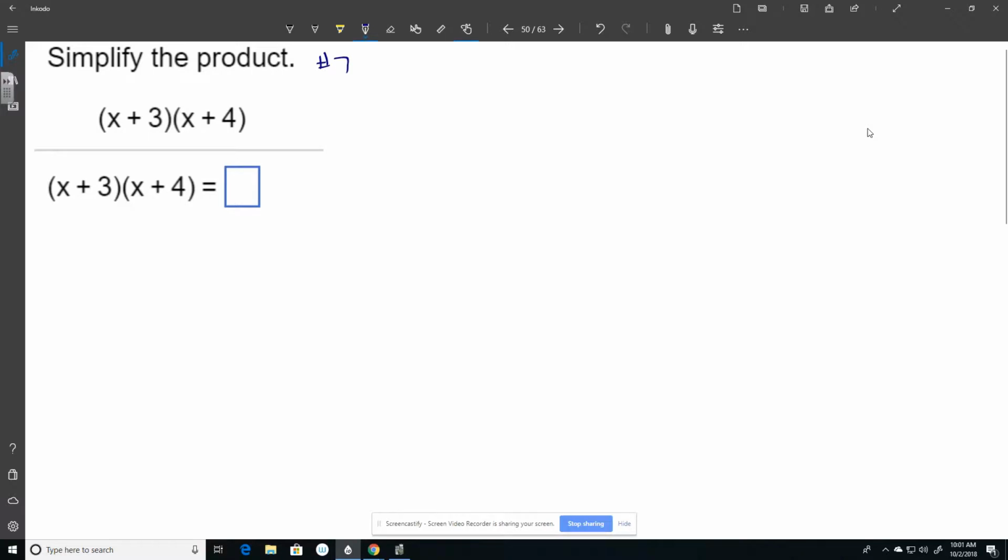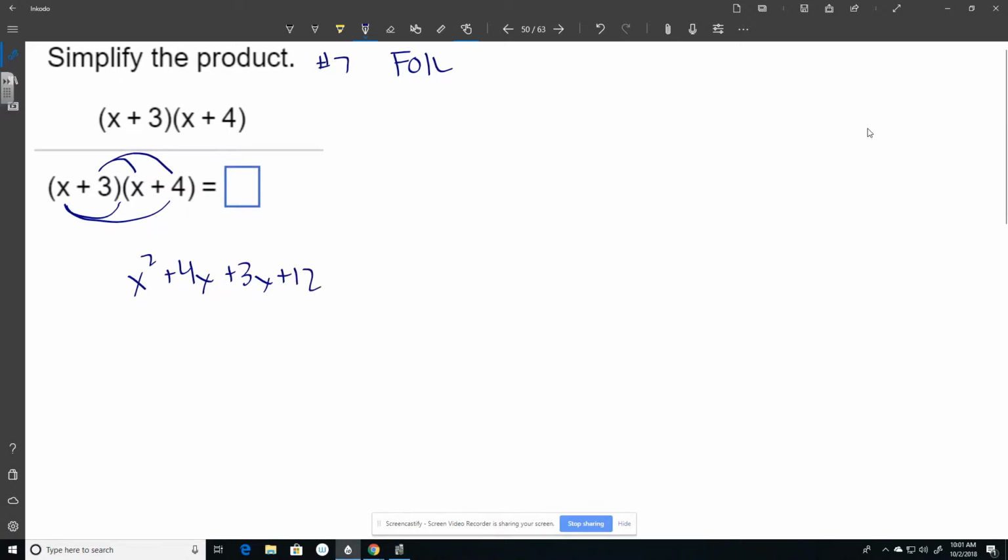All right, number 7, simplify the product. This just means FOIL, right? We want to simplify. So I do first times first. X times x is x squared. Outside, x times 4 is 4x's. Inside, 3 times x is 3x's. And last, 3 times 4 is 12.